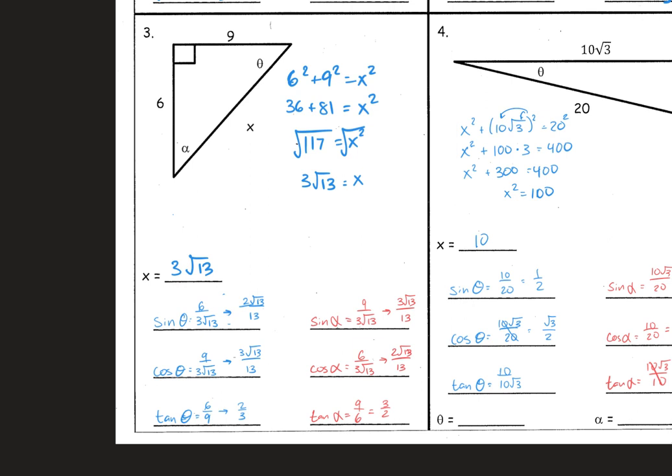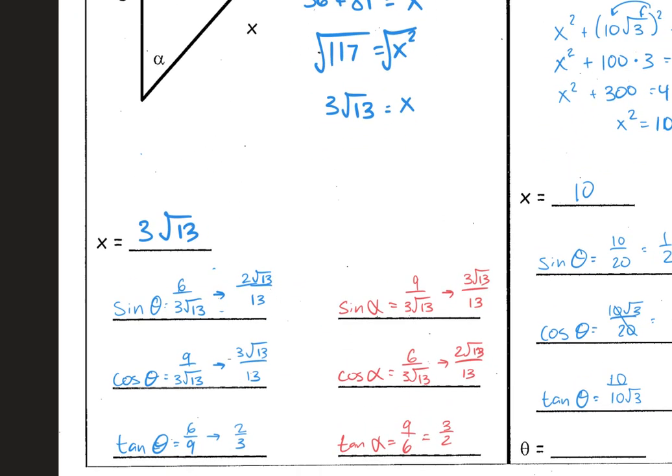So for sine of theta, I'll do this one off to the side, you would have had 6 over 3 root 13. Let's zoom in to fix the size. Much better. 6 over 3 root 13.